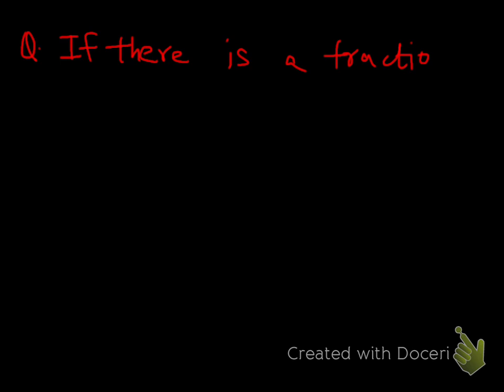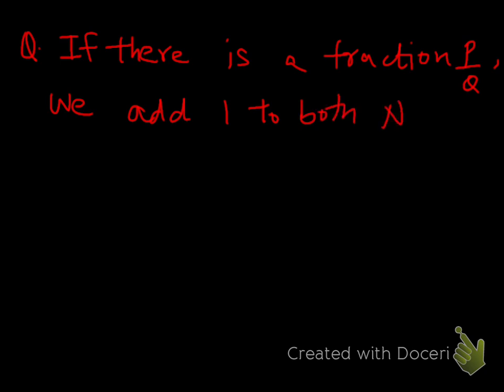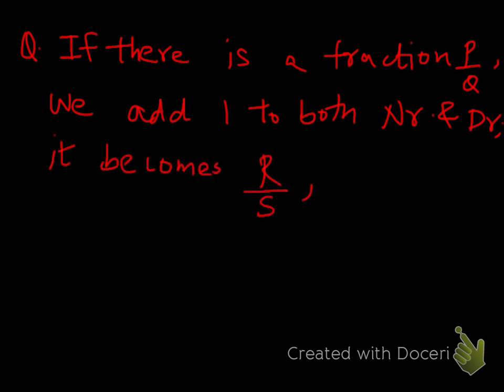Okay, the question goes like this. Let's say there is a fraction, let's name it p by q. You are given that you added 1 to both the numerator and the denominator, and the fraction became r by s.